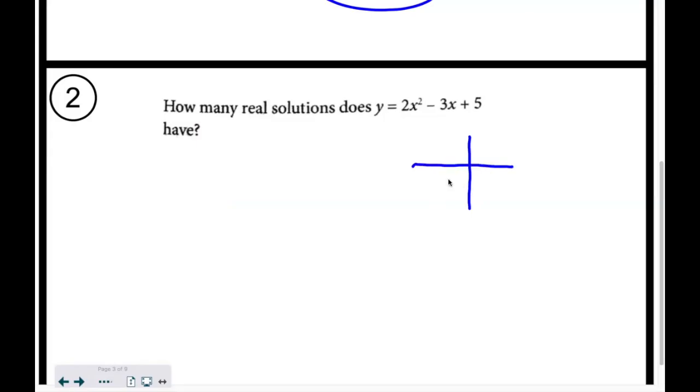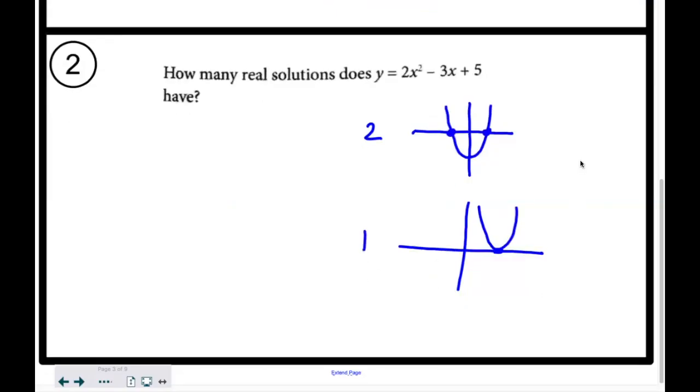So let's again review the concepts. If we want to know how many solutions it has, if it crosses the x-axis twice, then that's going to be two solutions. If it just hits the x-axis and bounces off, that's going to be one solution. And the other option is for it to just never cross the x-axis. So that's going to be zero real solutions.